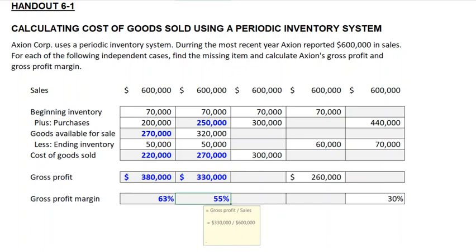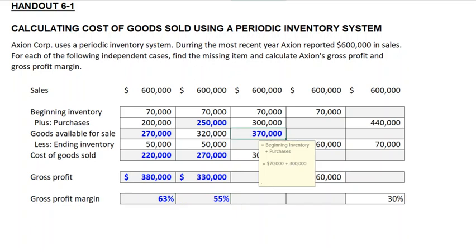Scenario 3, we're told beginning inventory is $70,000 and during the period we purchased $300,000. That means, of course, we've got $370,000 available for sale. From that $370,000, we either sell it or it's left over. We're told that we sold $300,000. That means $70,000 must be left over in ending inventory.